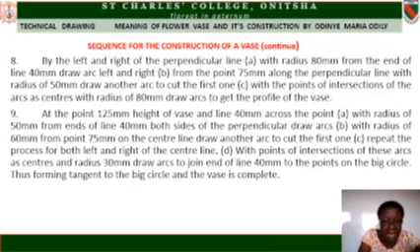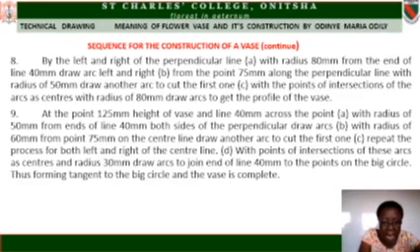8. A. On the left and right of the perpendicular line, with a radius of 80 millimeters, from the end of the line 40 millimeters, draw an arc left and right. B. From the point 75 millimeters along the perpendicular line, with a radius of 50 millimeters, draw another arc to cut the first one. C. With the points of intersection of the arcs as centers, with a radius of 80 millimeters, draw arcs to get the profile of the vase.